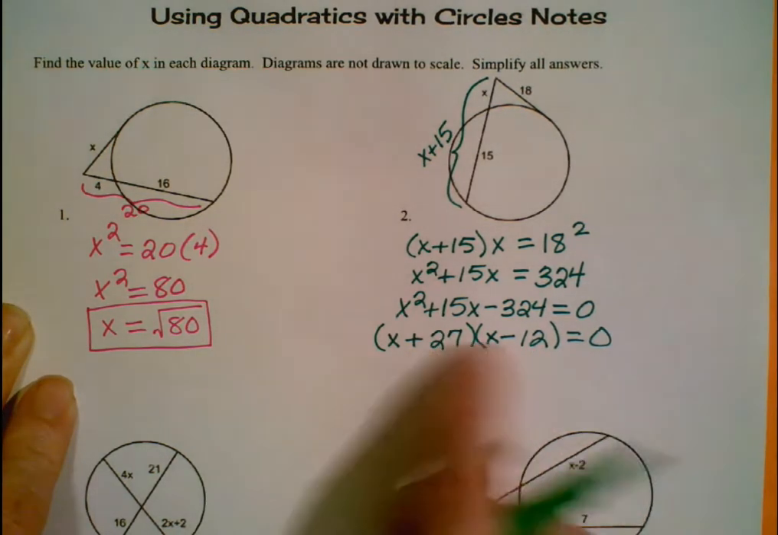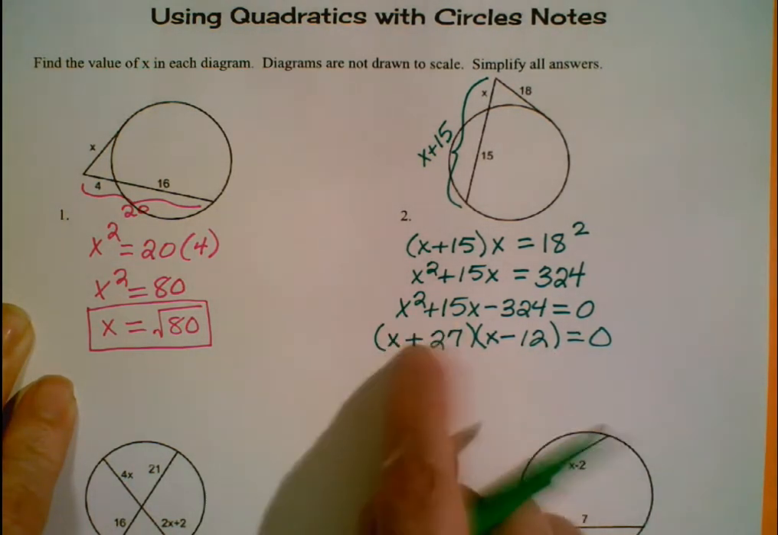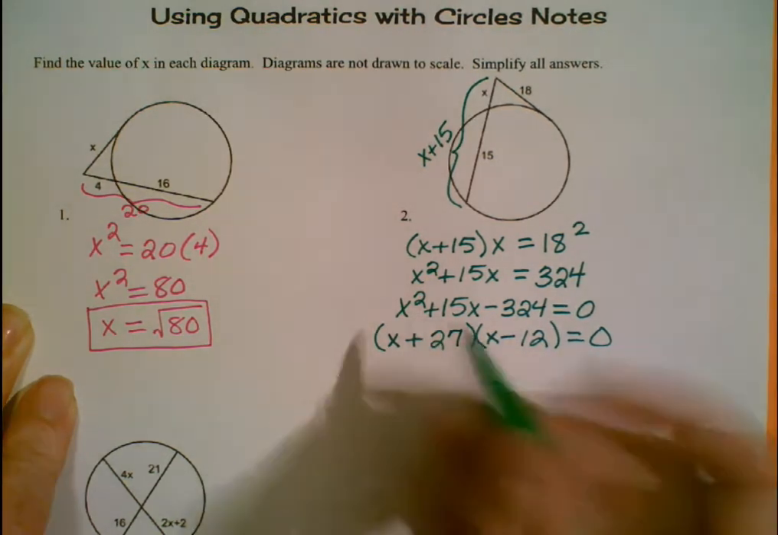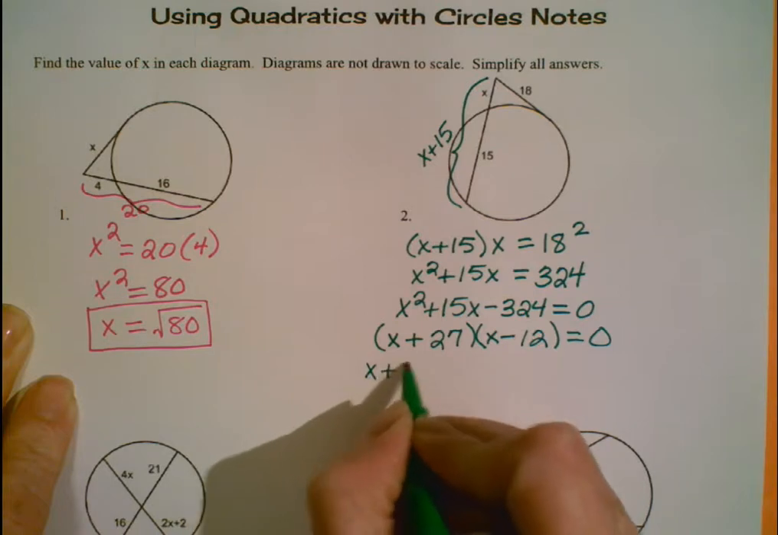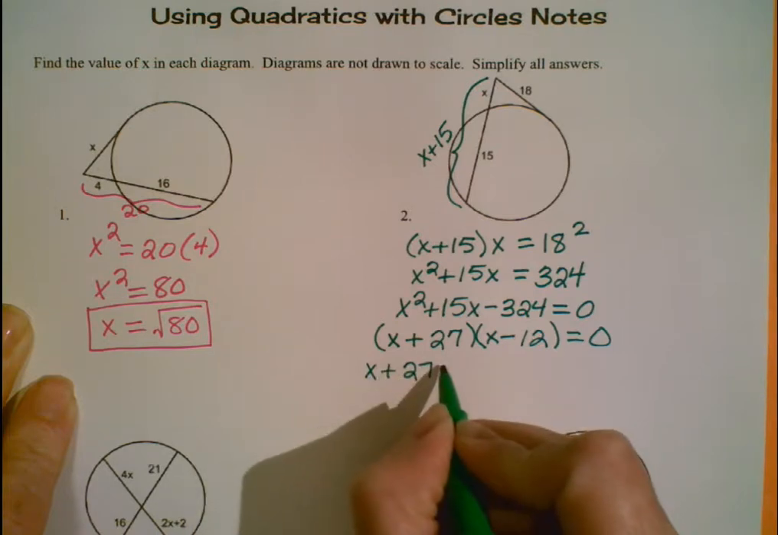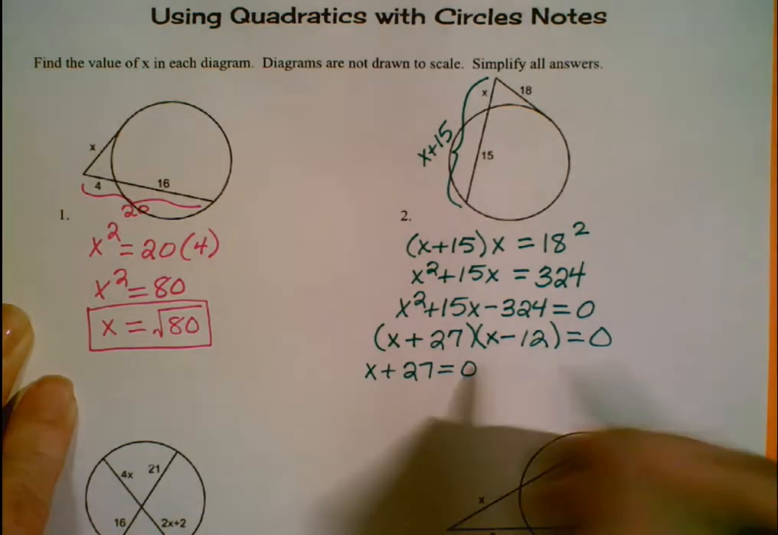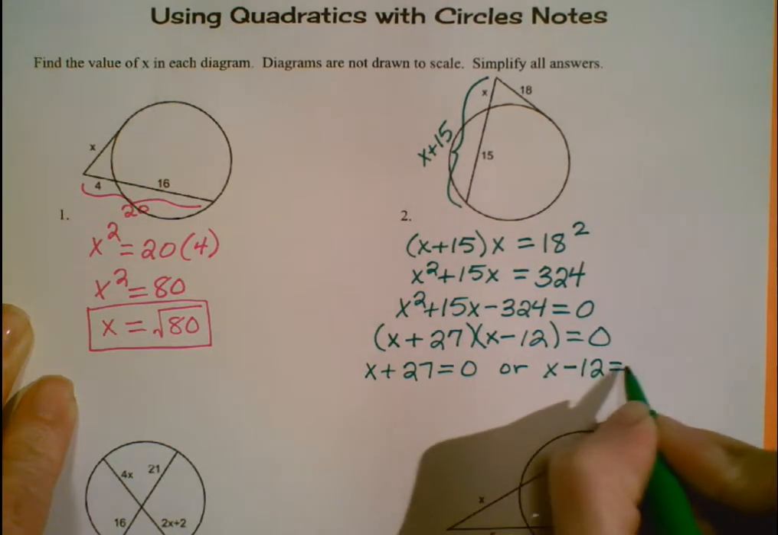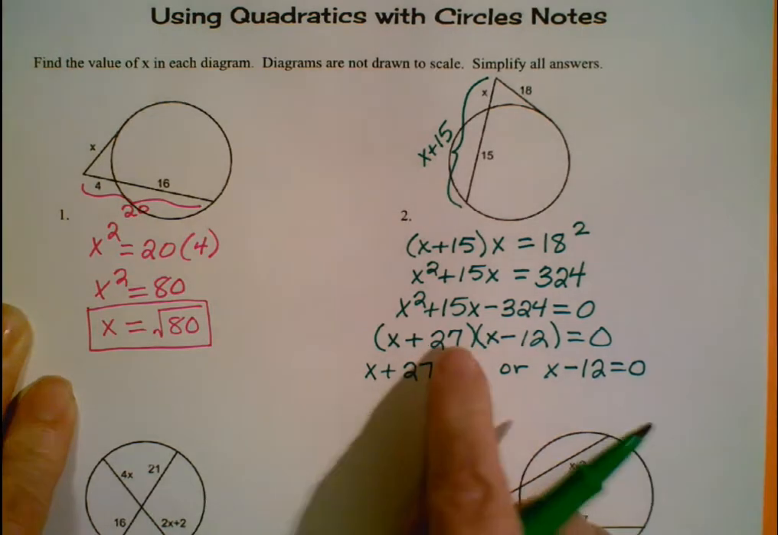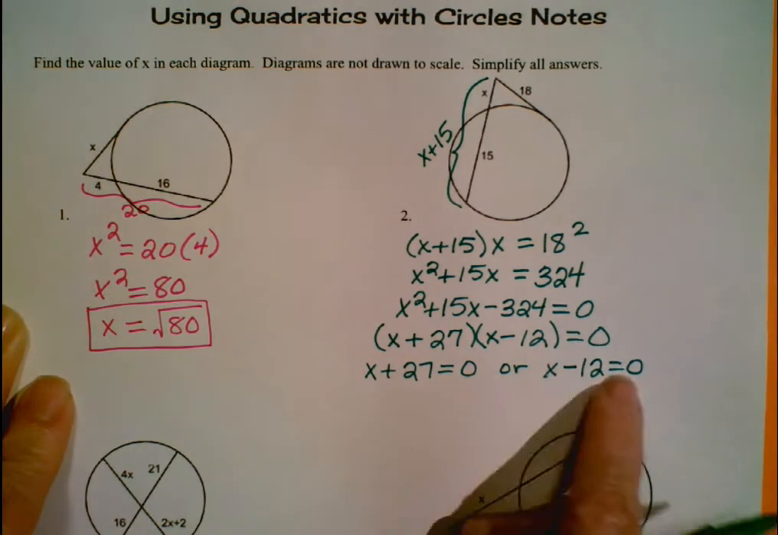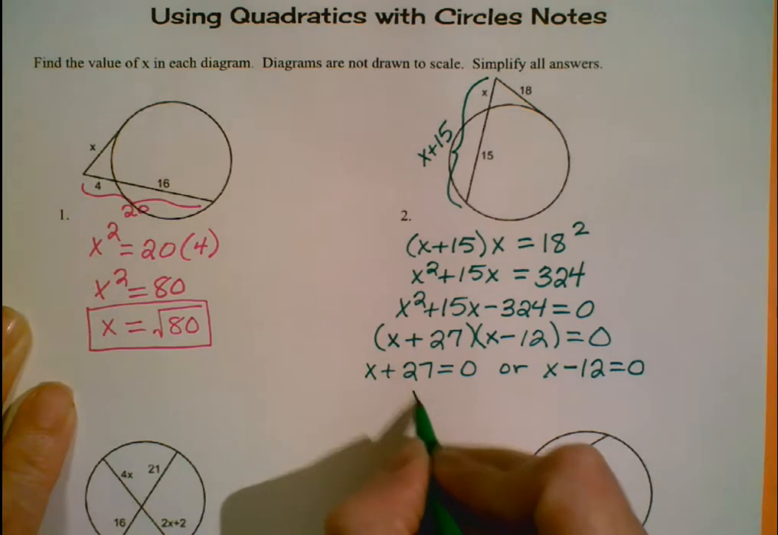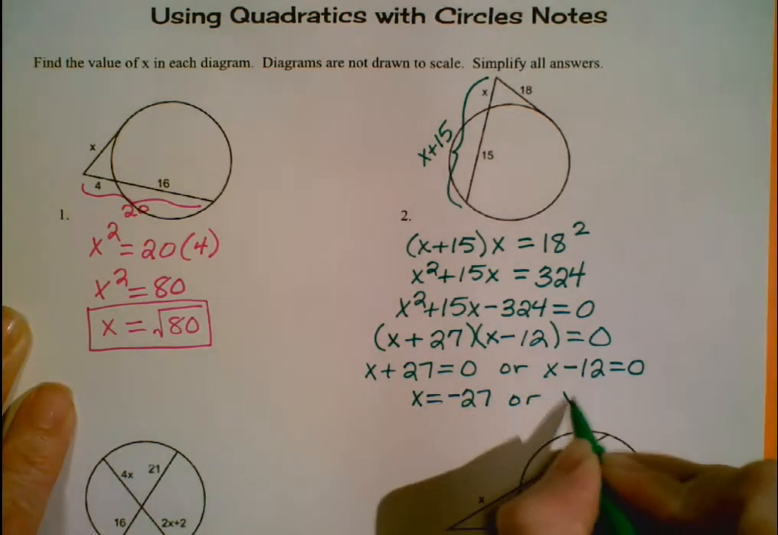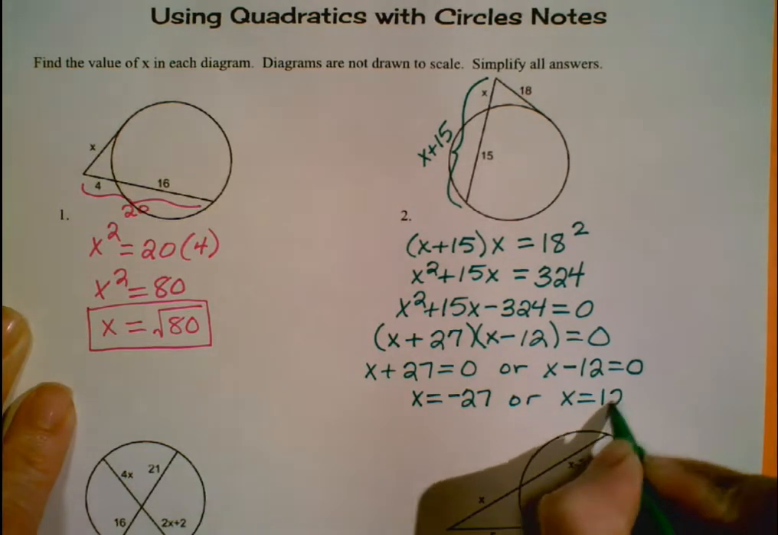All right, so now we have a product of two values, x plus 27 and x minus 12, that is 0, which means the only way a product can equal 0 is if one term or both equal 0. So in this case, either x plus 27 equals 0 or x minus 12 equals 0. Those are the two different ways that we can produce a product of 0, as if one of them is 0. So here, x equals negative 27. Or in this case, when we add 12 to both sides, x equals 12.